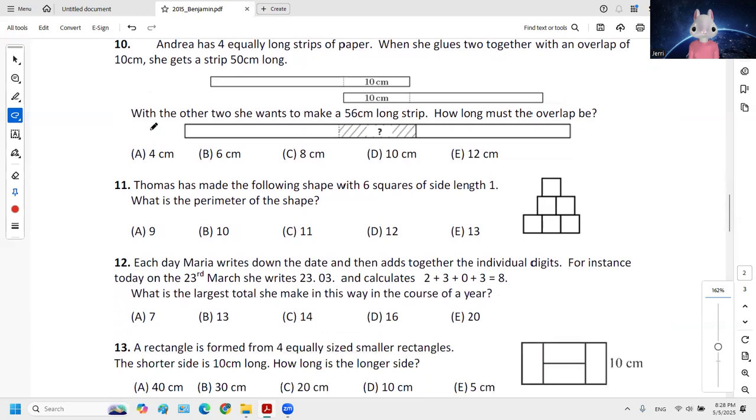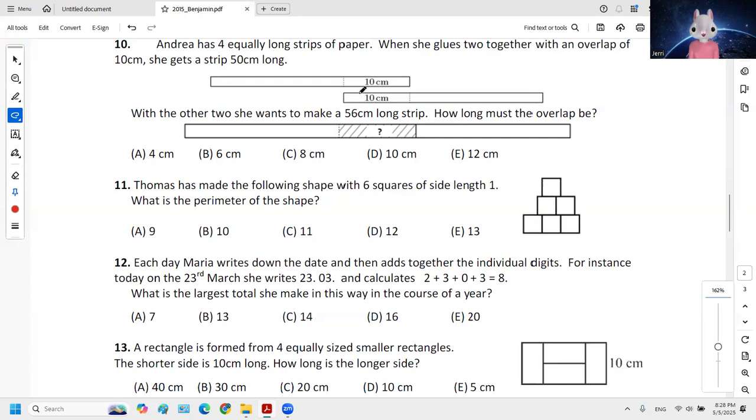Question number 10. Andrea has 4 equally long strips of paper. When she glues 2 together with an overlap of 10 centimeters, she gets a strip of 50 centimeters long. With the other 2, she wants to make a 46 centimeter long strip. How long must the overlap be?